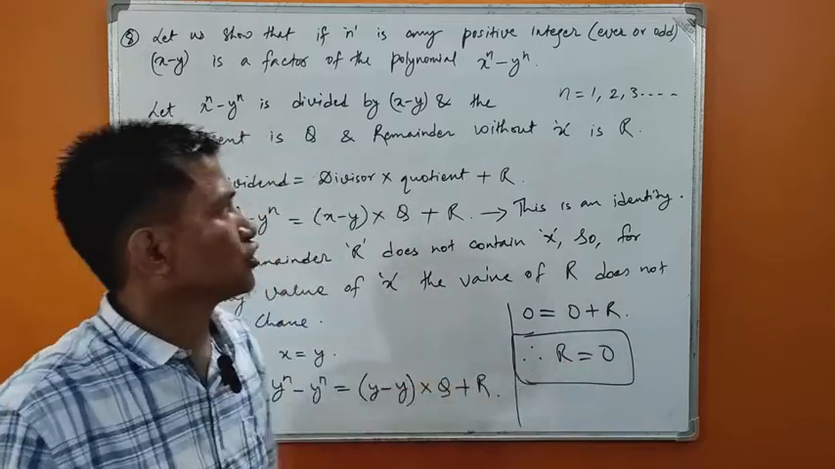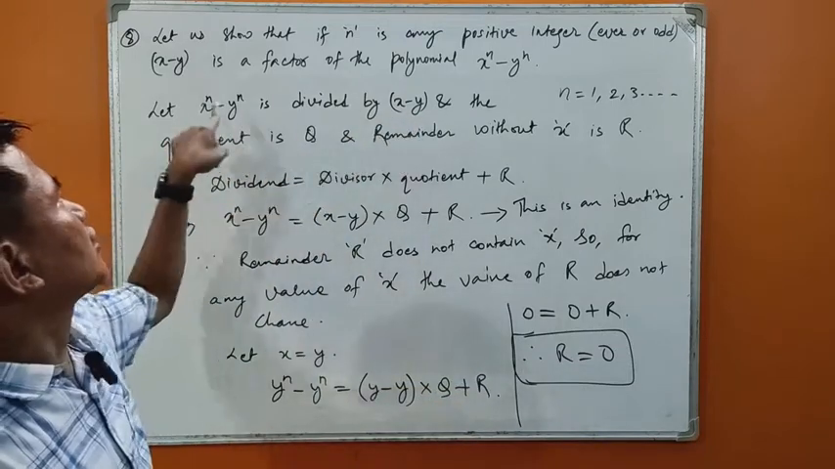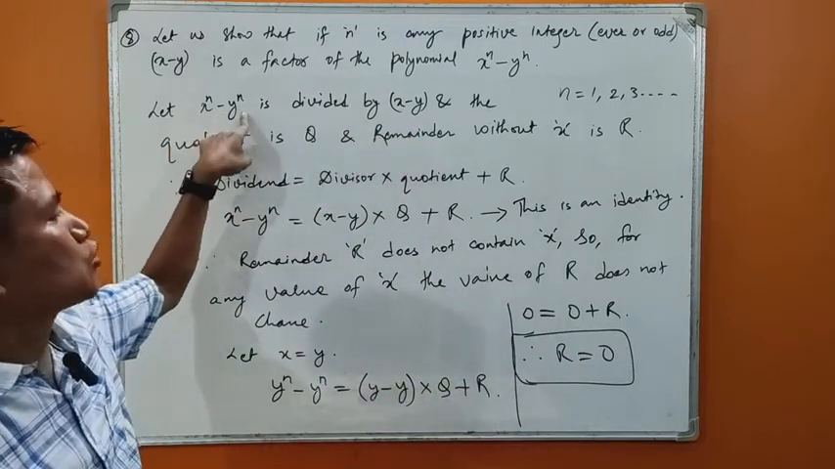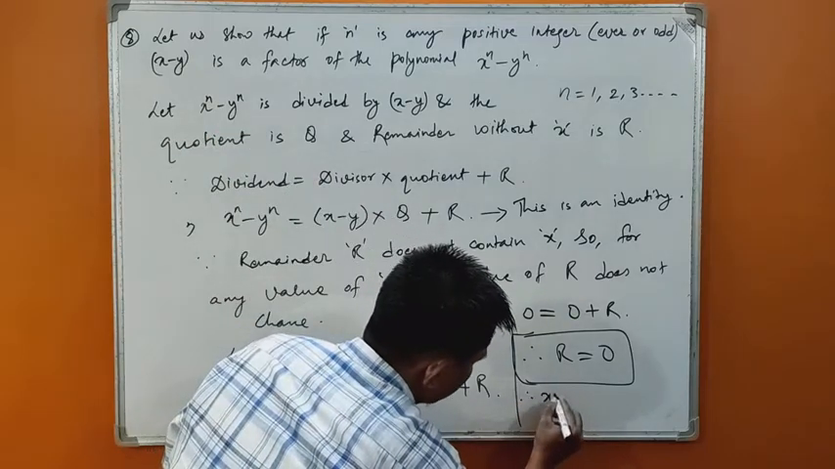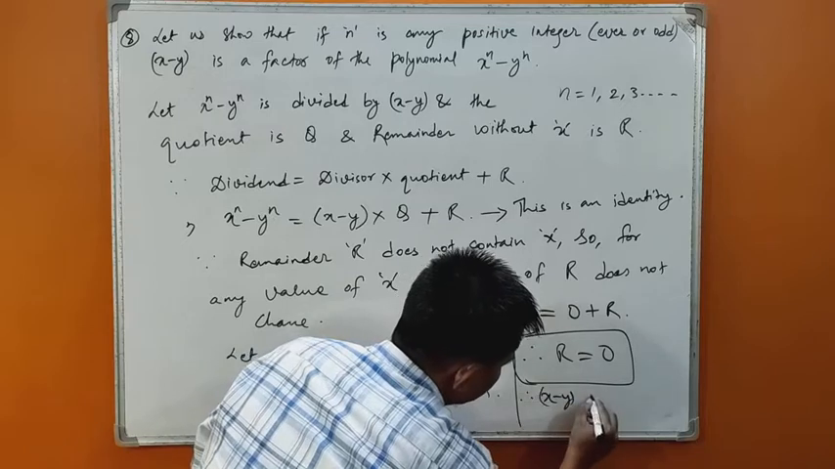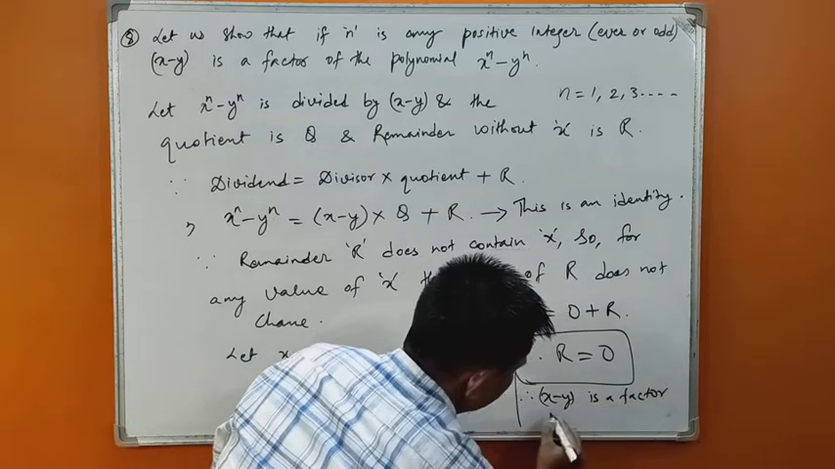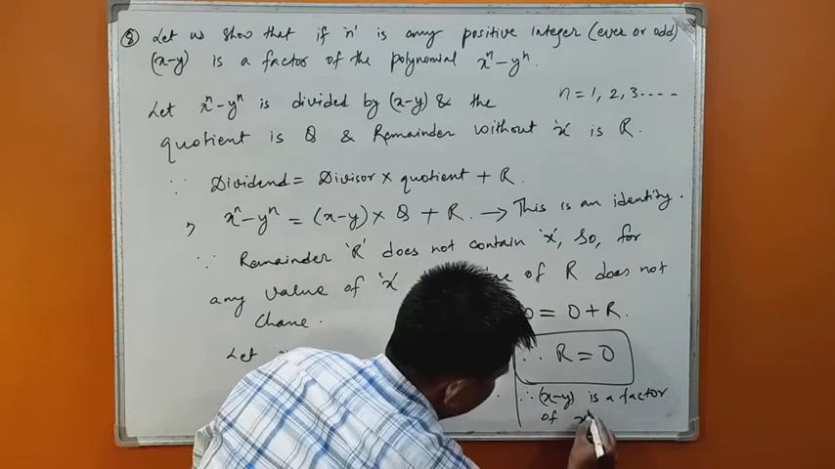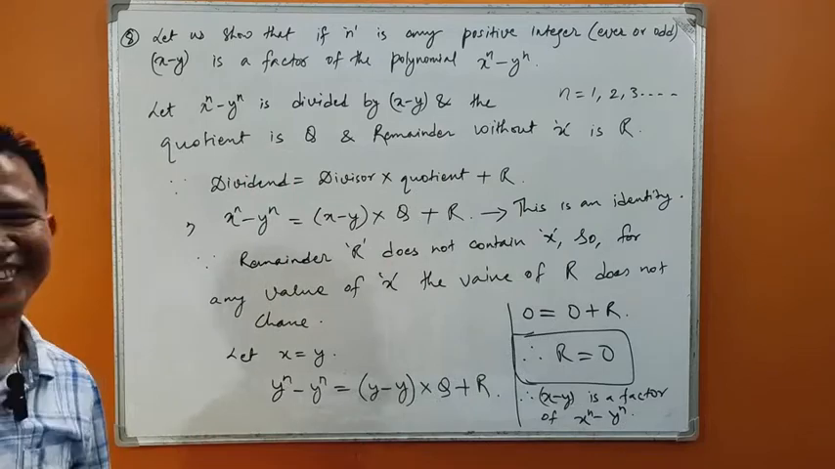Since the remainder equals 0, we can say x minus y is a factor of x to the power n minus y to the power n. Therefore x minus y is a factor of x to the power n minus y to the power n. Okay, I hope you got this.